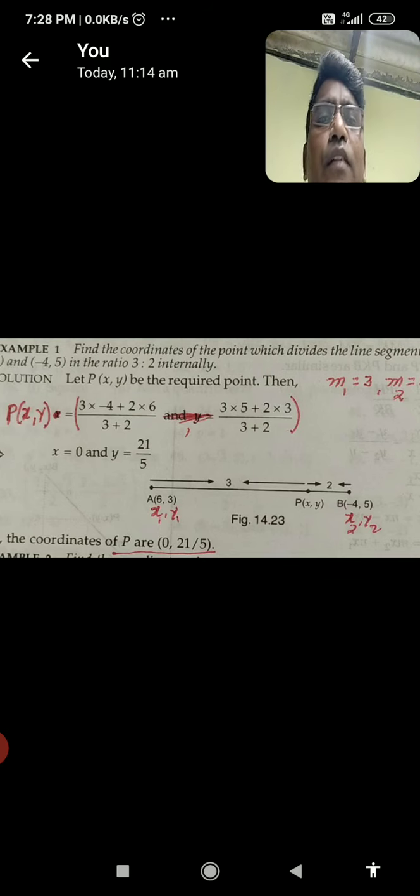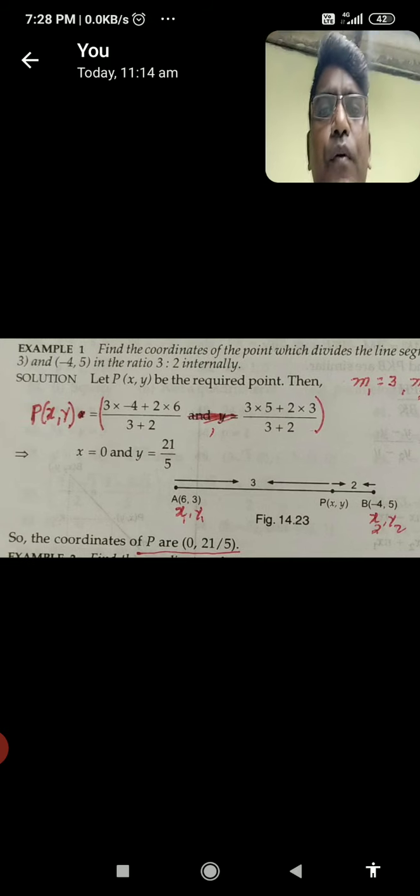So these are the values of the coordinates of P. Finally, the coordinates of P are (0, 21 upon 5). Here simple calculations are not given, so no need to write that also. Then simply we can write 3 4s are 12 and 2 6s are 12, so minus 12 plus 12 becomes 0 only. 0 upon 5 is 0, that is x equal to 0. Here 5 3s are 15 plus 6 is 21, 3 plus 2 is 5, so 21 upon 5. So directly we can write the steps. So this is also important to you.